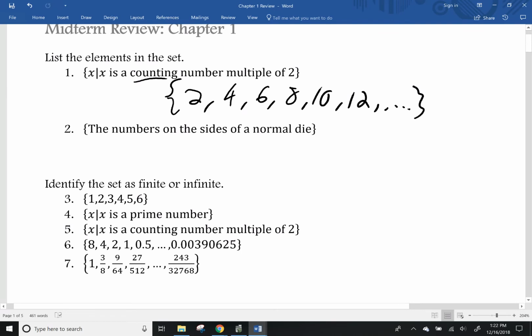So, the numbers on the sides of a normal die. Our set here is going to contain any numbers that are on the side of a normal die, and a normal die has 6 sides. So we have side 1, a 2, a 3, a 4, a 5, a 6. And then we close that set. There's no ellipsis here because there's no continuation. That is all the elements in the set. That is all the numbers on the side of a die.